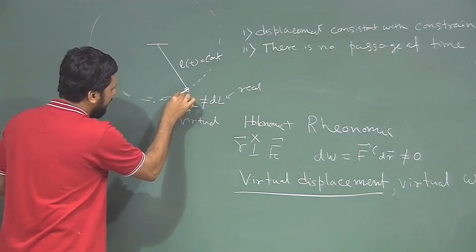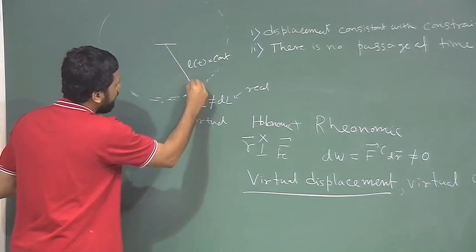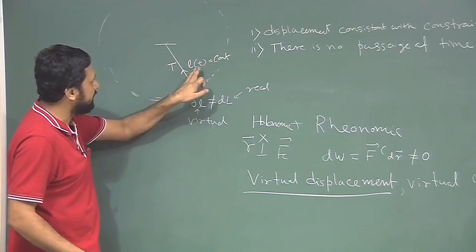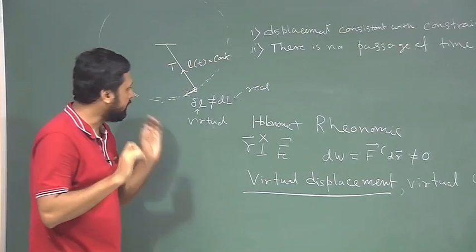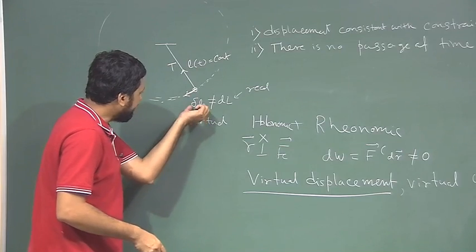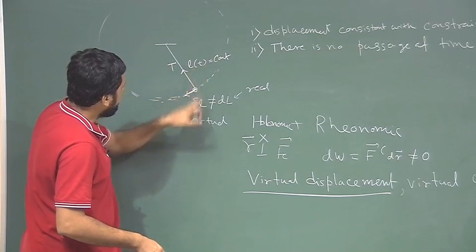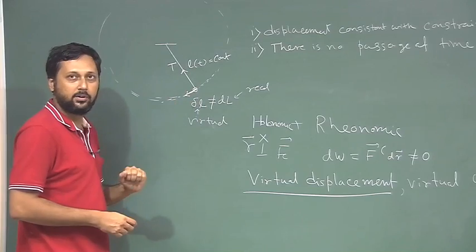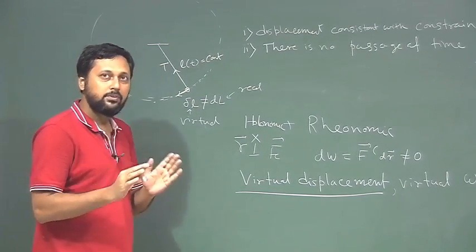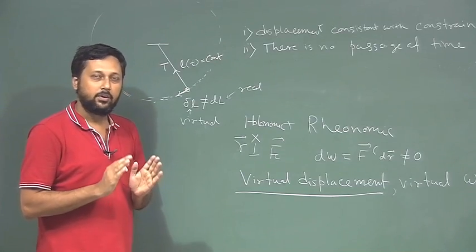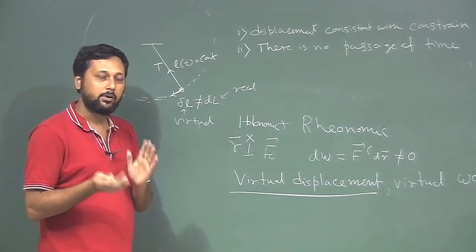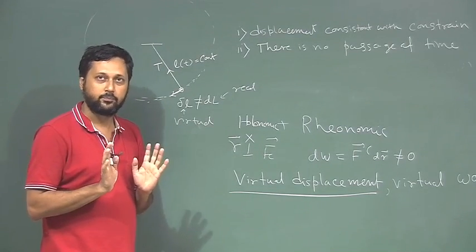This δL is always perpendicular to the force of constraint, because T is along L, and because L(t) is not changing, as there is no time passage, δL and T, which is along L, are always perpendicular. That is the beauty of virtual displacement. By introducing virtual displacement, even for a rheonomic system, we can always make the work done due to force of constraint equal to 0.